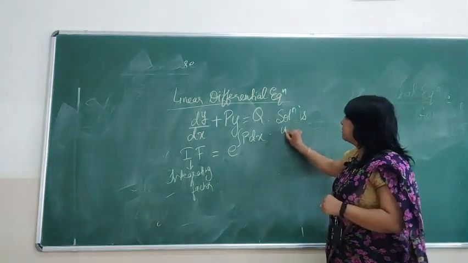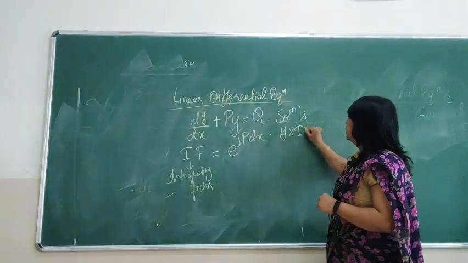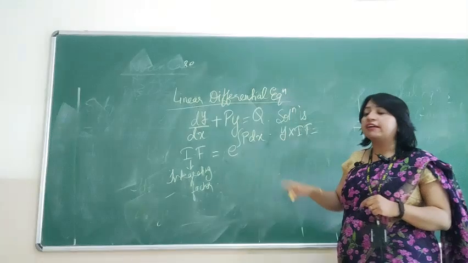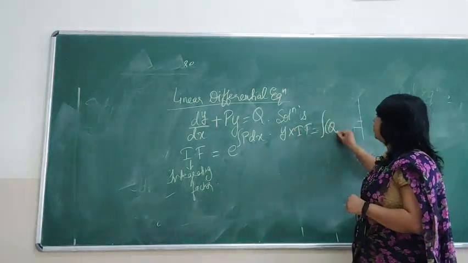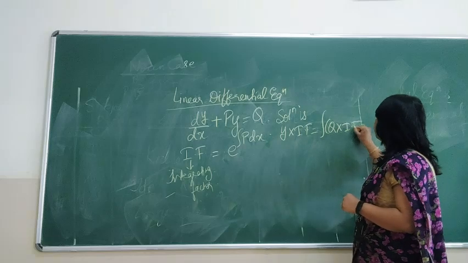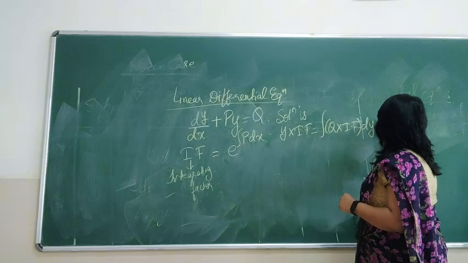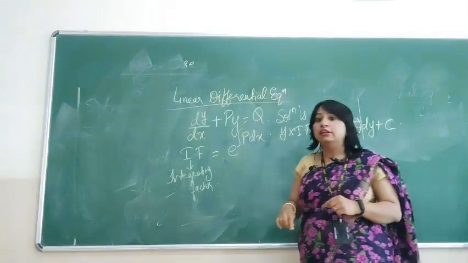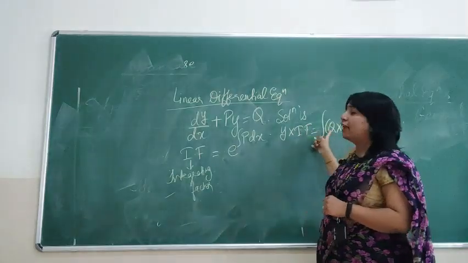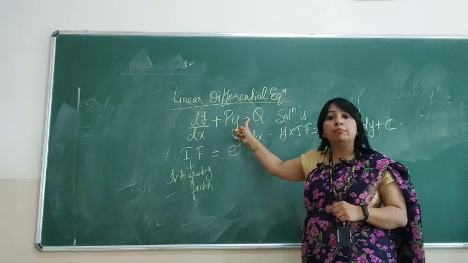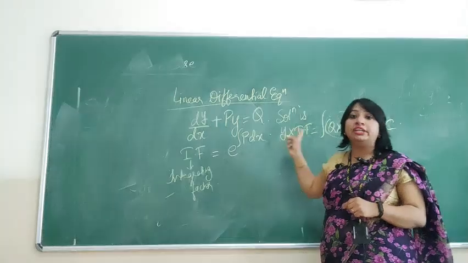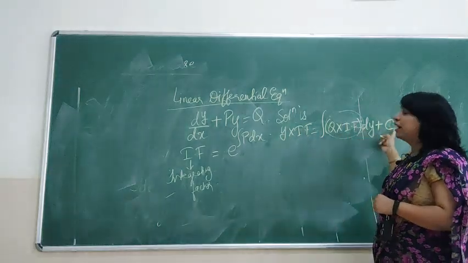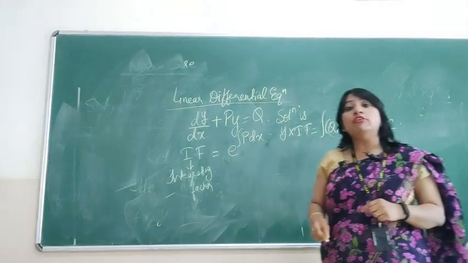After the second step, in the third step we can find its solution. Its solution is given by y into IF, that is the integrating factor, which we already calculated in the second step, equals integration of q into IF with respect to x plus constant c. So we have to put the value of q, which you can obtain from the standard form, and the IF, then integrate it with respect to x, and c is the constant of integration.